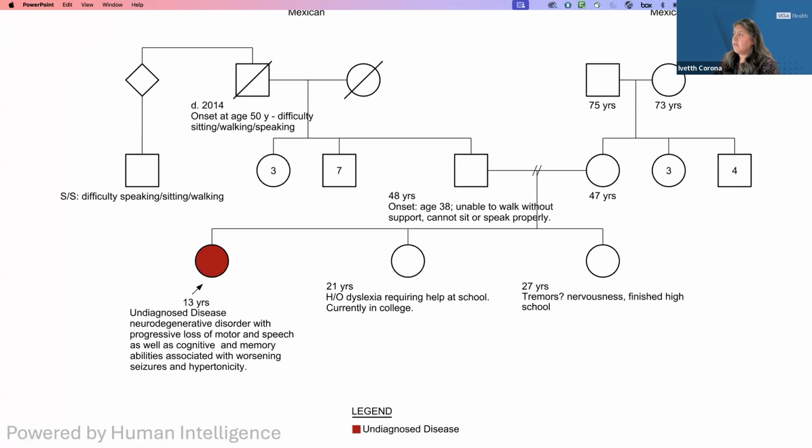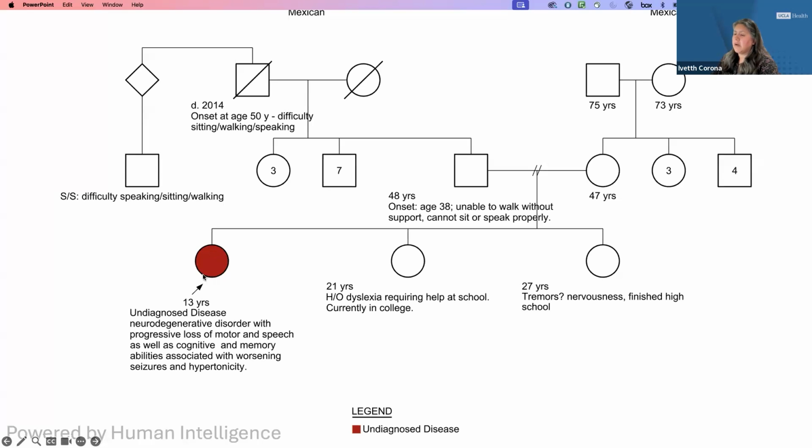This is the pedigree for this case. The patient was 13 years old when this pedigree was done. She had two other sisters who were healthy. On the mom's side, nothing was identified as related to this girl's disease. On the dad's side, I think dad was not available for genome. This was a duo whole genome sequencing, but he had a similar presentation or some overlap of the phenotype.